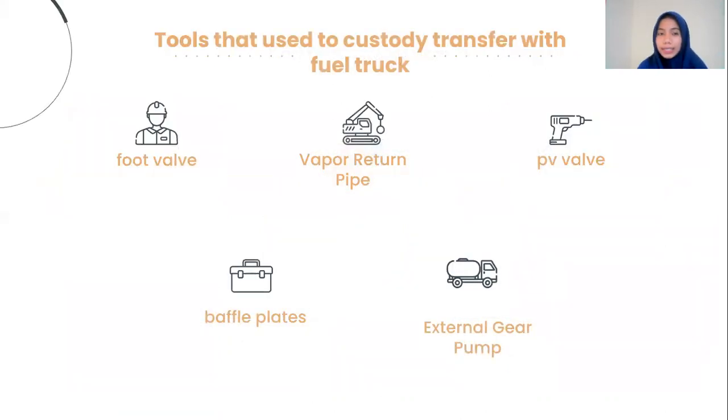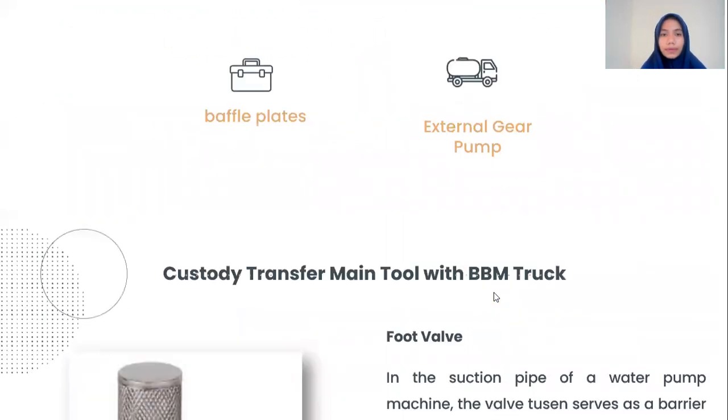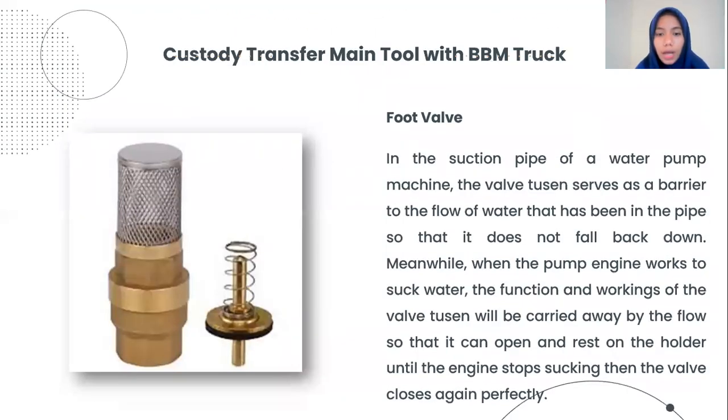Okay, the third point is about tools that are used for custody transfer with fuel trucks. There are foot valve, vapor return pipe, PV valve, baffle plates, and external gear pump. Now, I will show you the pictures and descriptions of tools that are used for custody transfer with fuel trucks. Let me show you the first picture, the foot valve.